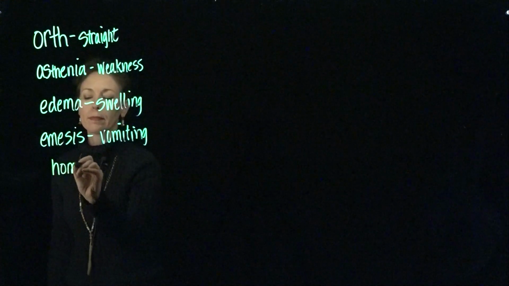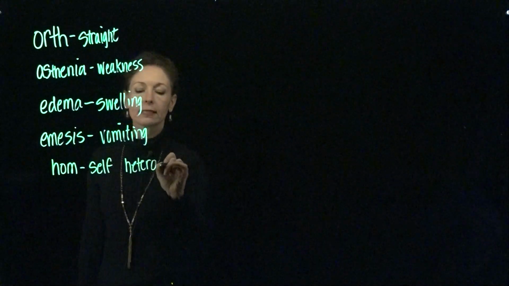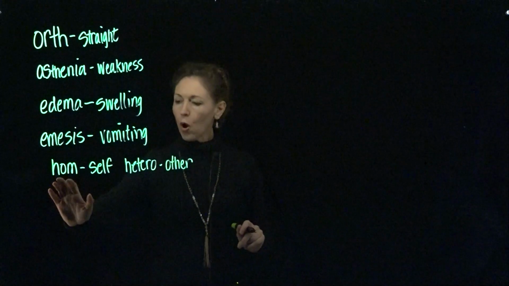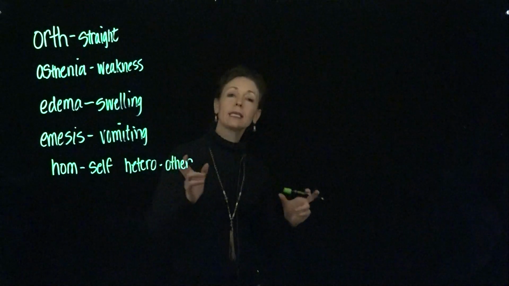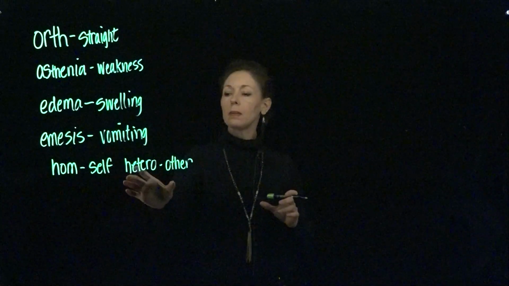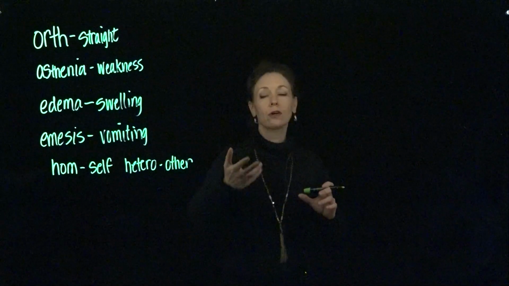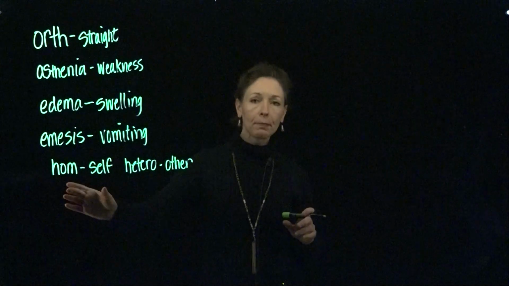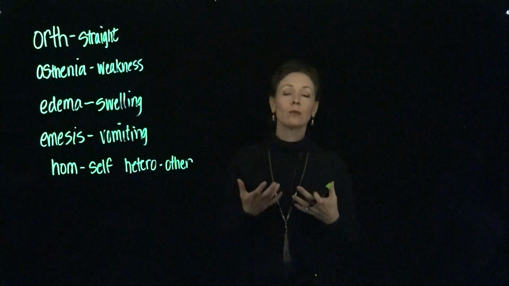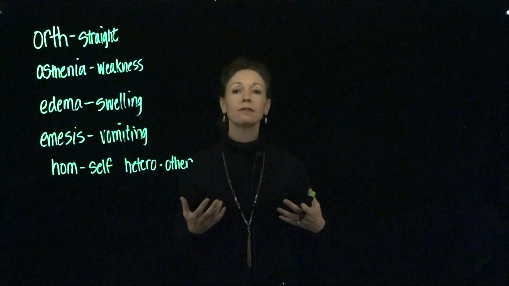Homo means self, and hetero is other. So when you're talking about homo and hetero, sometimes it's easiest for people to think of this in terms of homosexual or heterosexual, meaning you are attracted to people like yourself of your same gender versus people of the other gender. Homo sapien, self-aware. Human beings are referred to as Homo sapiens because originally we posited that we were the only species who was aware of ourselves as individual human beings.